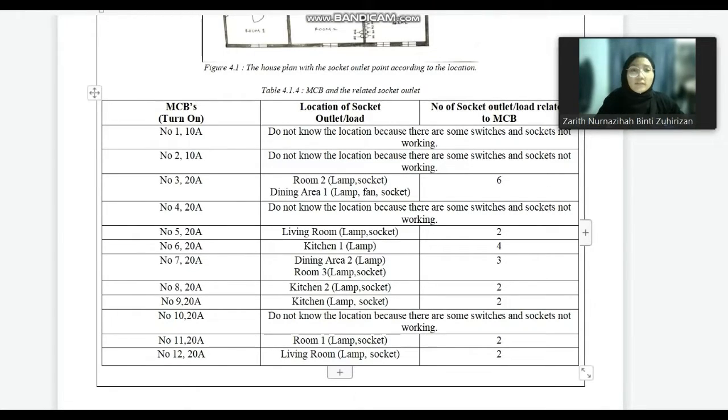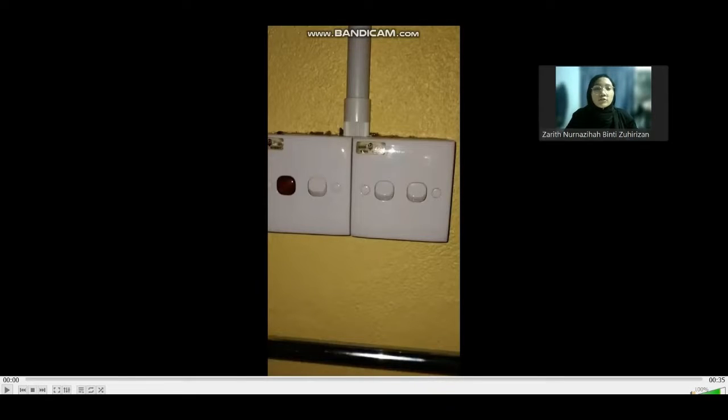And then after that, we have to record the video that we do the test for the lighting switch and socket outlet. So I will show the video that I recorded for the experiment to test the lighting switch and socket outlet. Okay, I will show the video that I recorded for testing the lighting circuit.